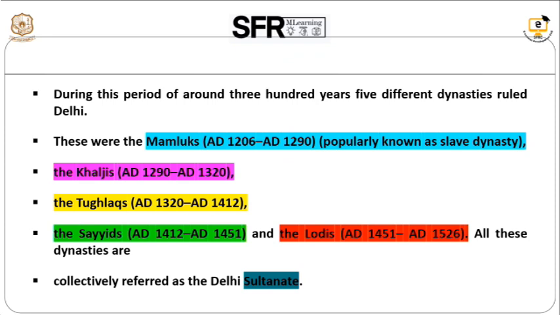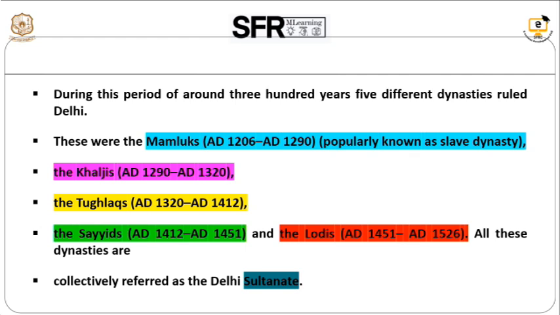These were the Mamluk dynasty. They ruled from 1206 to 1290 AD, and this dynasty was also popularly known as the Mamluk dynasty or slave dynasty. The other dynasty, the Khaljis or Giljis, whatever we call them, ruled from 1290 AD to 1320 AD.